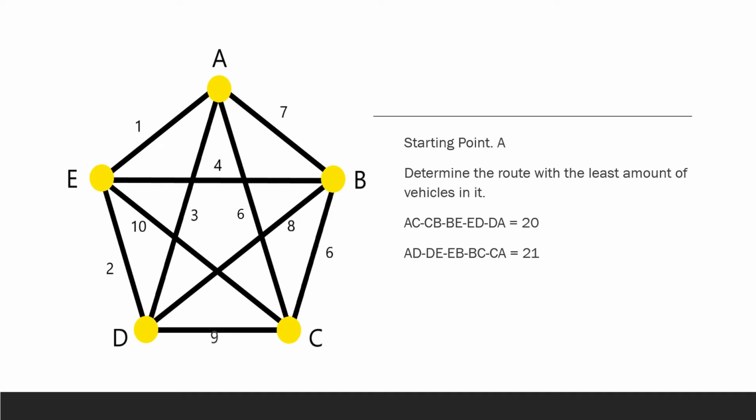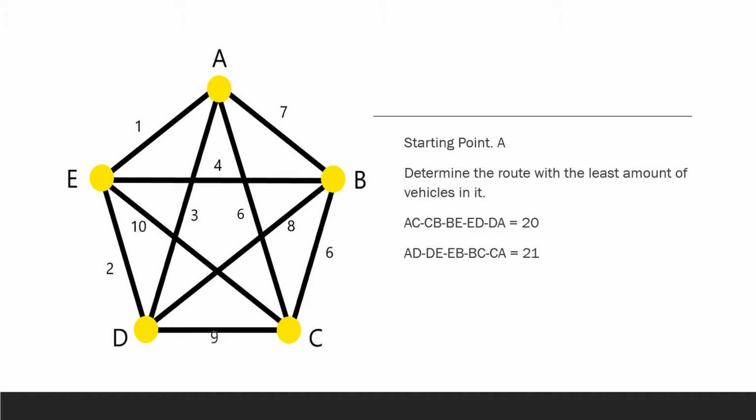Here's an example. Starting point is point A, and determine the route with the least amount of vehicles in it. From A to C, C to B, B to E, E to D, and D to A would only equal 20 vehicles. That would be 6 plus 6 plus 4 plus 2 plus 3, which equals 20.